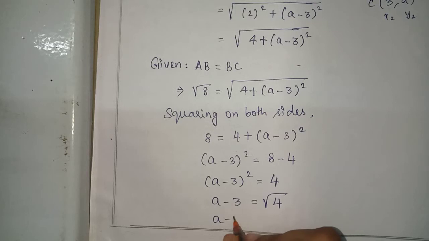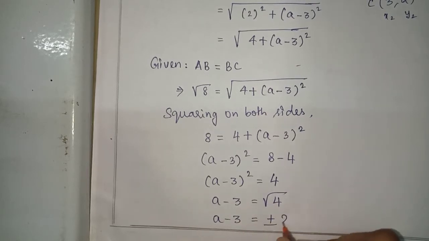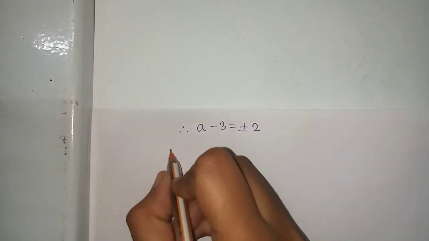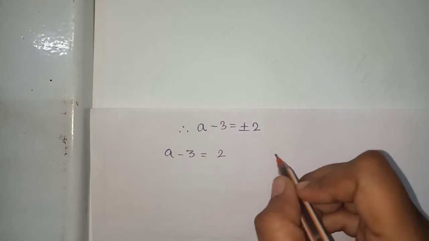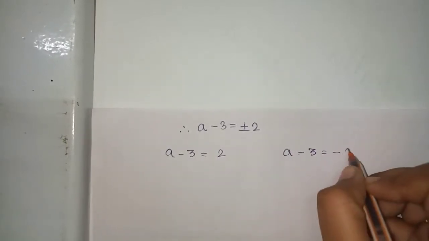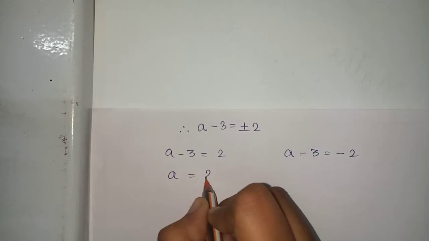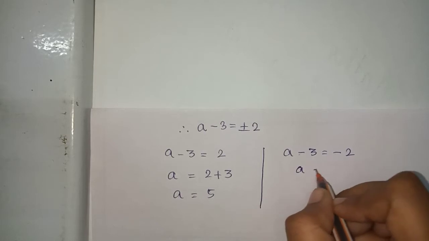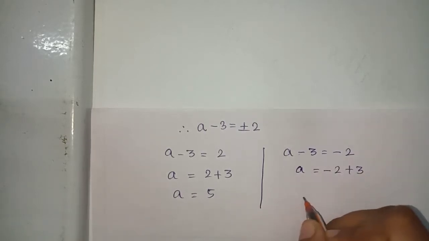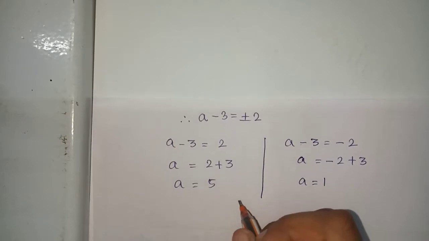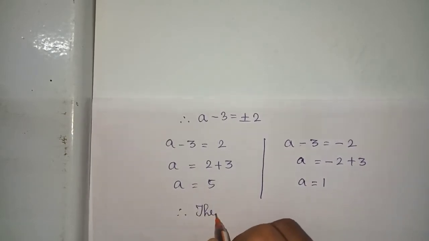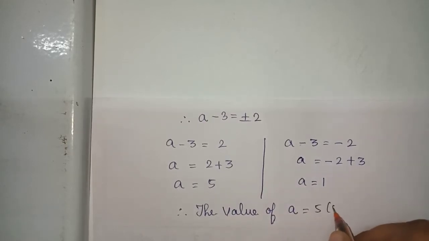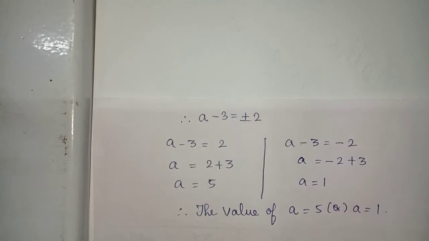So a minus 3 is equal to plus or minus 2. Therefore, a minus 3 is equal to 2, or a minus 3 is equal to minus 2. a is equal to 2 plus 3, so a value is 5. Similarly, here a is equal to minus 2 plus 3, so a is equal to 1. Therefore, the value of a is equal to 5 or a is equal to 1.